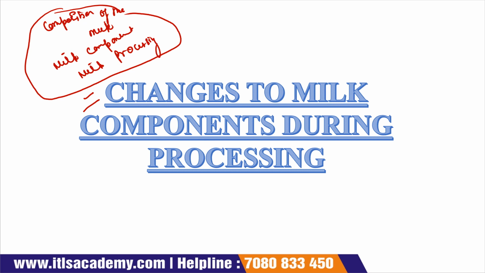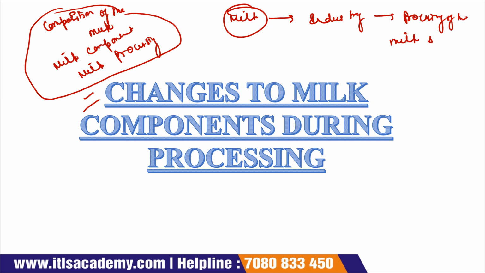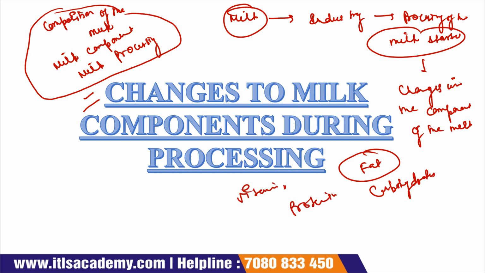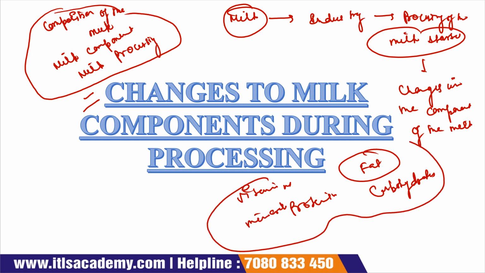Here we are going to see what happens during processing. We all know that when milk reaches the industry, the processing of the milk starts. Obviously, during this processing there are changes in the components of the milk. What happens with the fat, the carbohydrates, the proteins, vitamins, and minerals? How do these components change during or after processing? We are going to see that in today's lecture. So let's start the lecture.